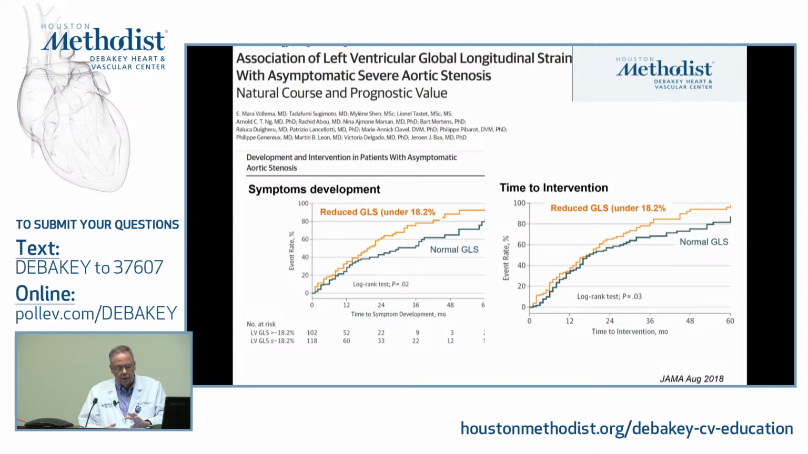Now we switch gears to valvular disease, aortic stenosis. And in this study, they showed that under 18, which is interesting, a little different threshold because we still talk about 17 being relatively normal, under 18 having a greater index of symptom developments over 5 to 6 years, and or time to intervention in terms of valve replacement.